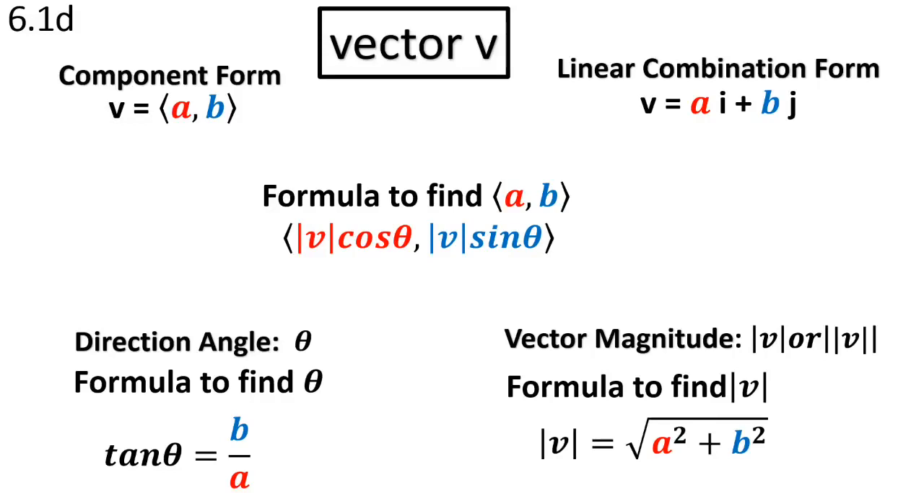These are the formulas we're going to use in 6.1d. Previously, we discussed the difference between component form and linear combination form of a vector. We've also previously found a vector's magnitude, which is the length of the vector.